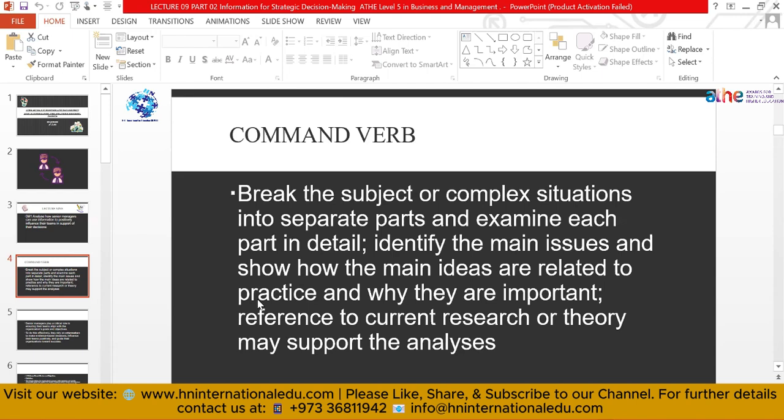And if you want, at the end, any point which you think is related to any researcher, theorist, case study, or article, you can always give a link or reference to them, and at the end, a conclusion paragraph. This is how you attempt this command verb. And the last part, that is, reference to current research or theory may support the analysis. This applies to the command verb evaluate as well. So the same scenario is for both of the command verbs.